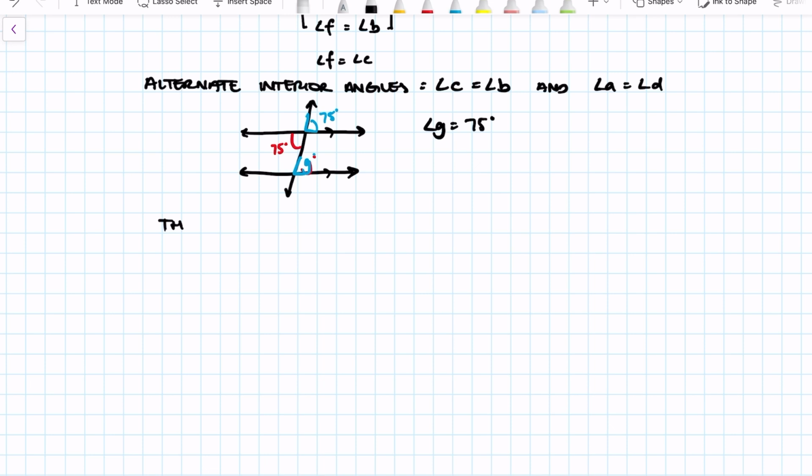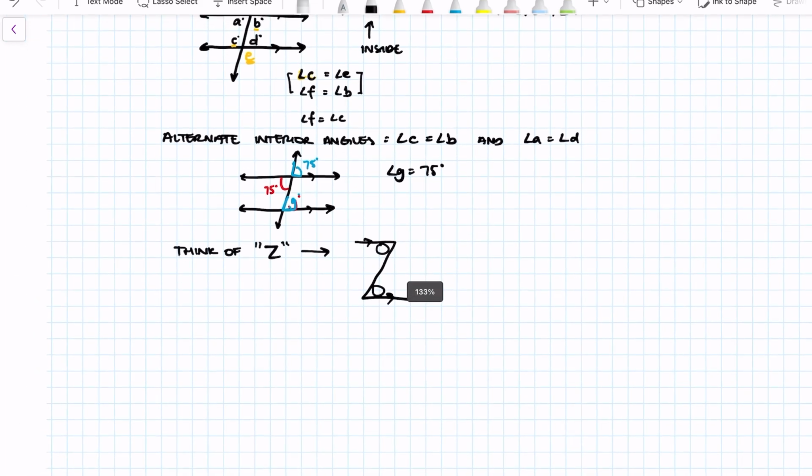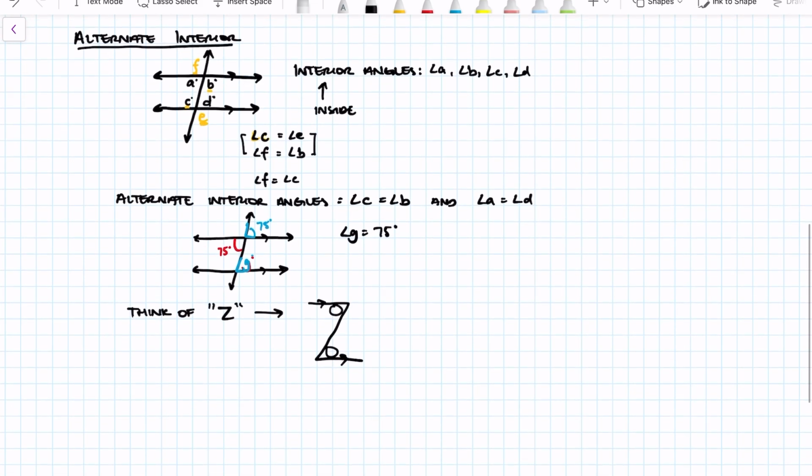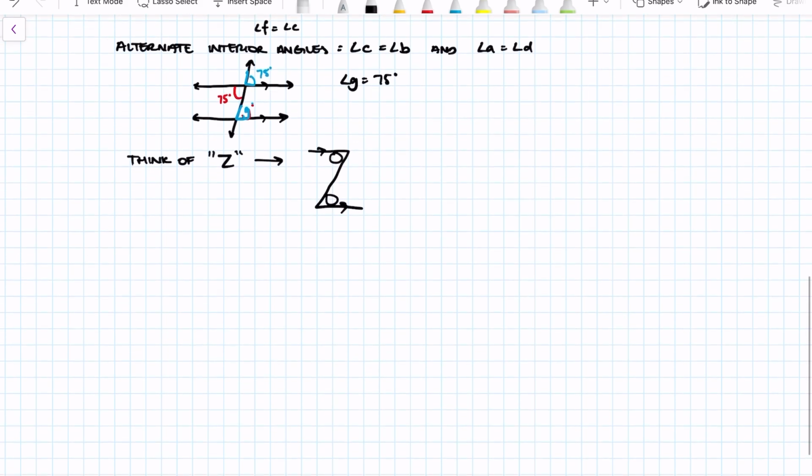So another way to remember it is the letter Z. Okay, let's think of Z. All right, and so what you can remember is if you had a letter Z right here, as long as these are two parallel lines, then you'll know that the inside of this and the inside of that are the exact same angles. All right, so with that, now we're going to add one more, and that is going to be the alternate exterior.